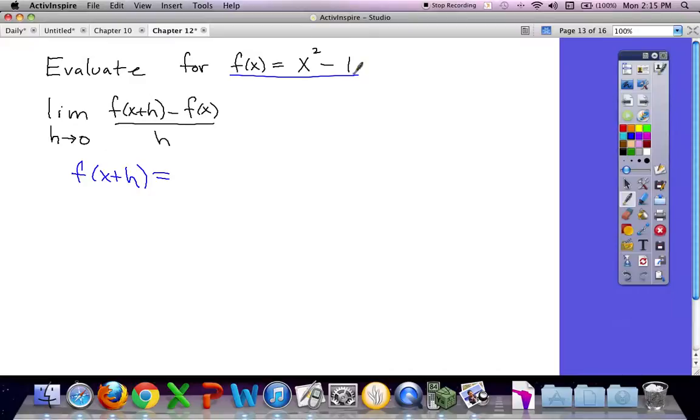Sam? Plug in x plus h for x. Plug in the place of x, put x plus h. So that is x plus h squared minus 1. Okay, now that can be simplified.